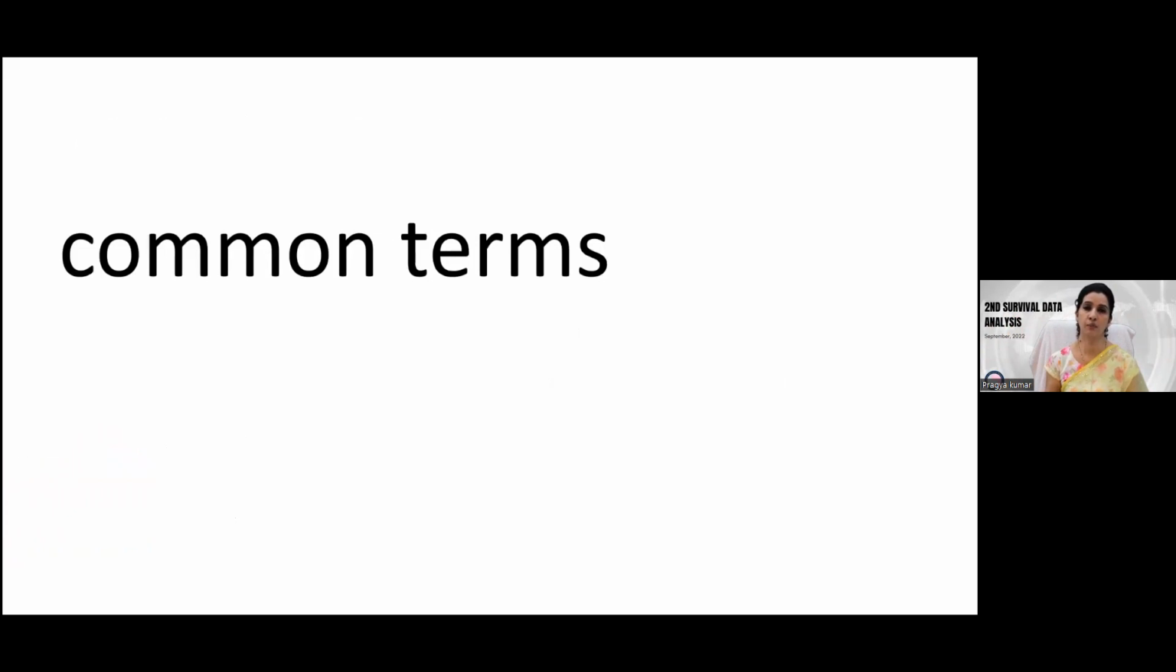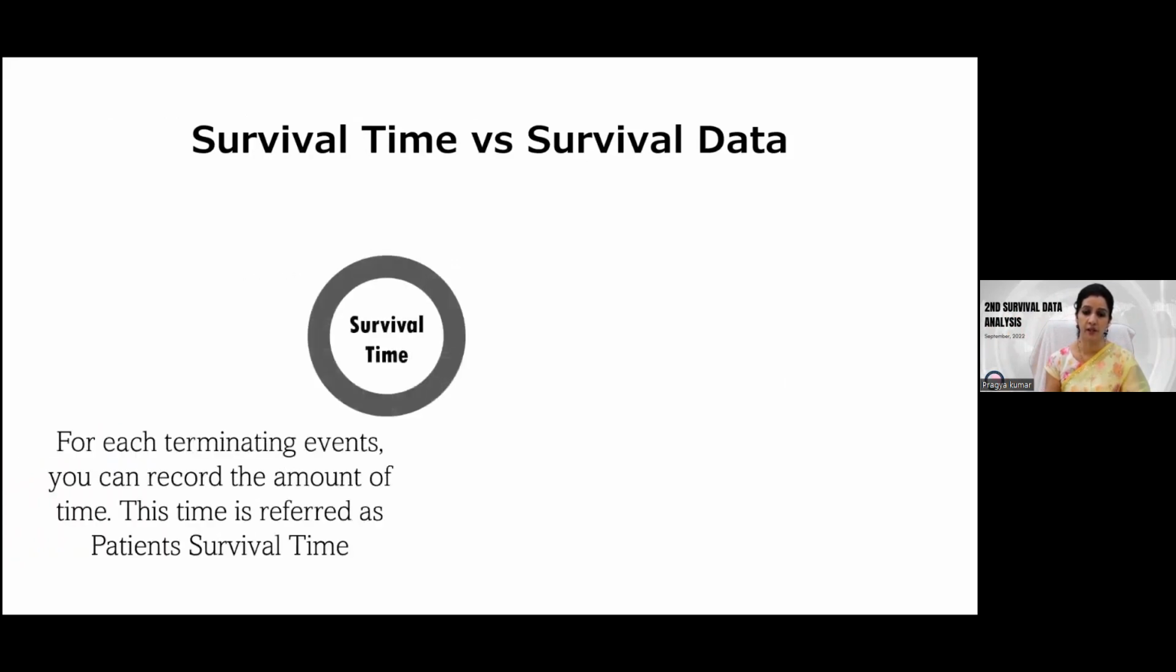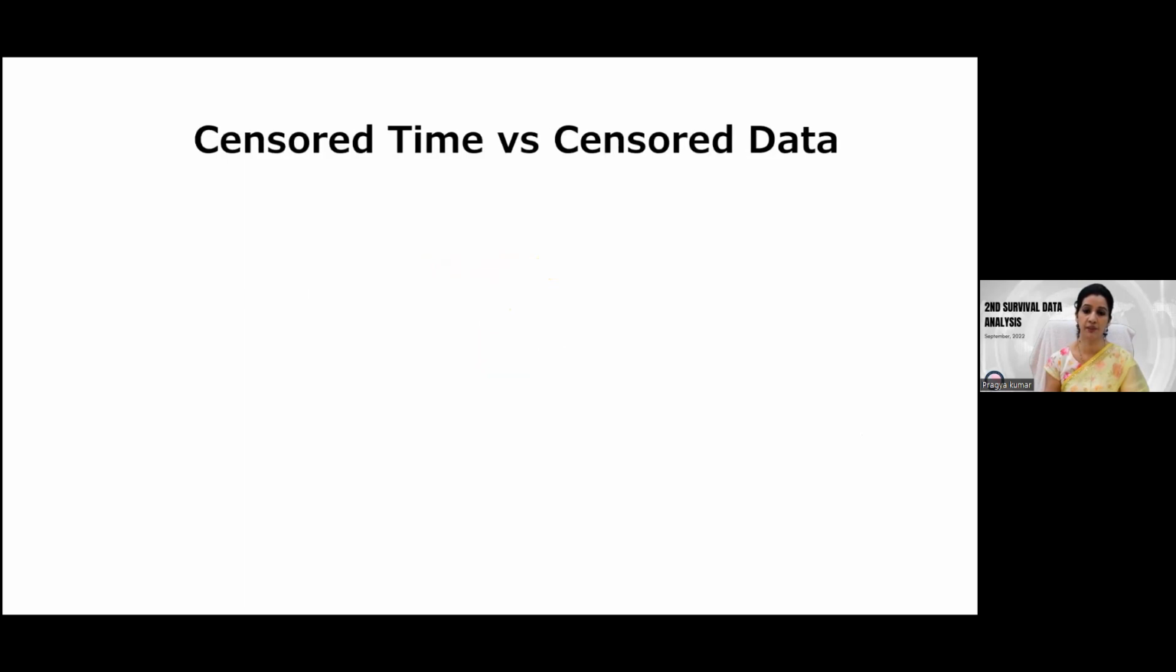So there are some common terms. We have now understood the common terms like hazard, which is known as the failure. The people who could not meet this hazard, they survived. So there is survival time versus survival data. Survival time is for each terminating event: we can record the amount of time. This time is known as the patient survival time. And then there is survival data. The set of such survival times recorded during a study is referred to as the survival data.